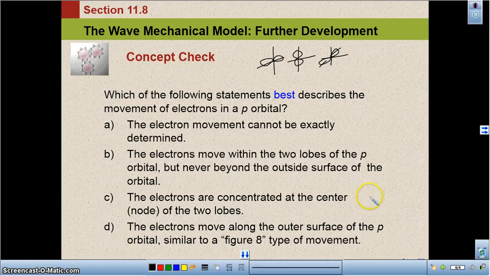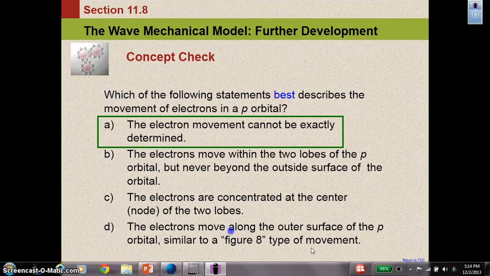The example I talked about in class was, if your parent came to find you in the school, do they expect you to be in the building? Yes, they do. Is there a possibility that you're outside of the building? There's always that possibility that you went down to the shop or something like that, or were on a field trip out to the pond. However, the probability that you're in the building is much higher than outside of the building, and there's a really good chance you are here on campus someplace. So that's what we're looking at. A probability isn't a pinpoint. So the correct answer for this one will be A, the electron movement cannot be exactly determined.